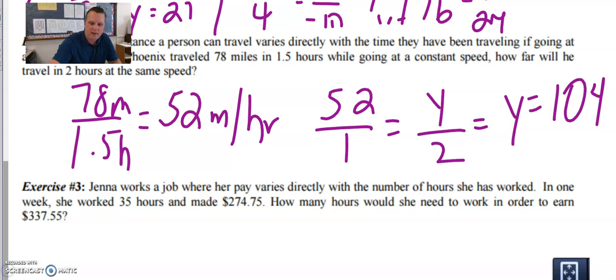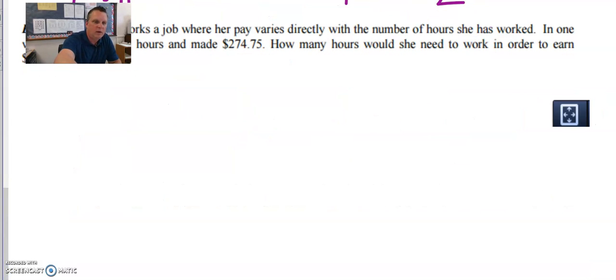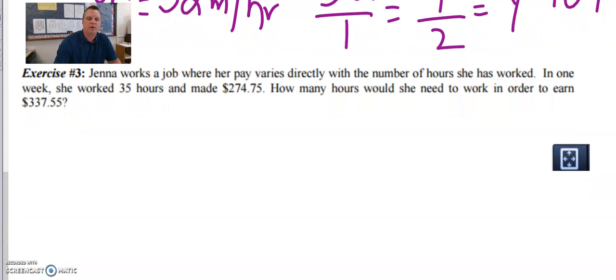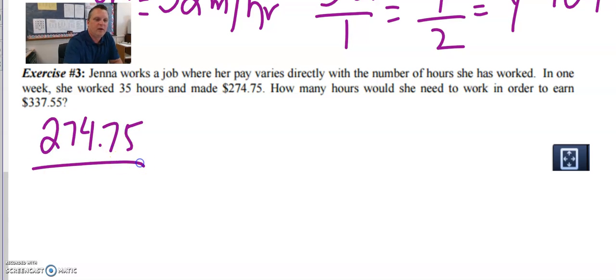Now here's something that's more applicable to you. I don't know if I'm in the way or you can see this. Jenna works a job where her pay varies directly with the number of hours she has worked. One week she worked 35 hours and made $274.75. How many hours would she need to work in order to earn $337.55? Unit rate: how much is she getting paid per hour? So $274.75 for 35.